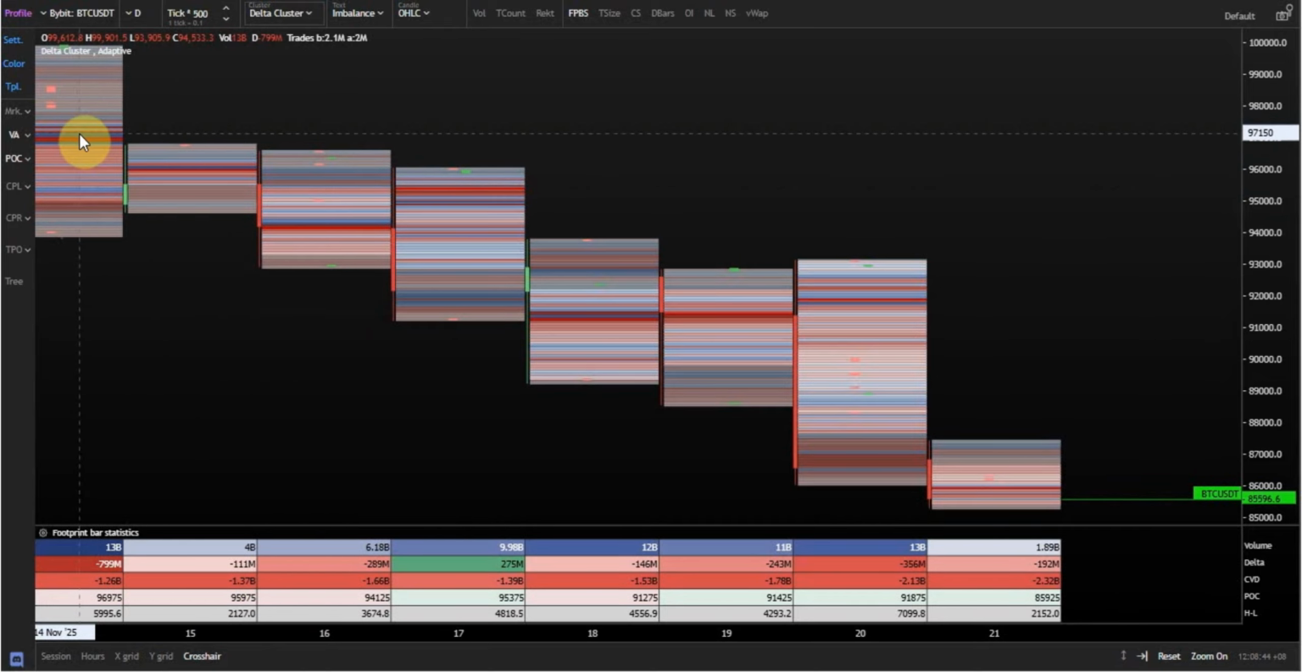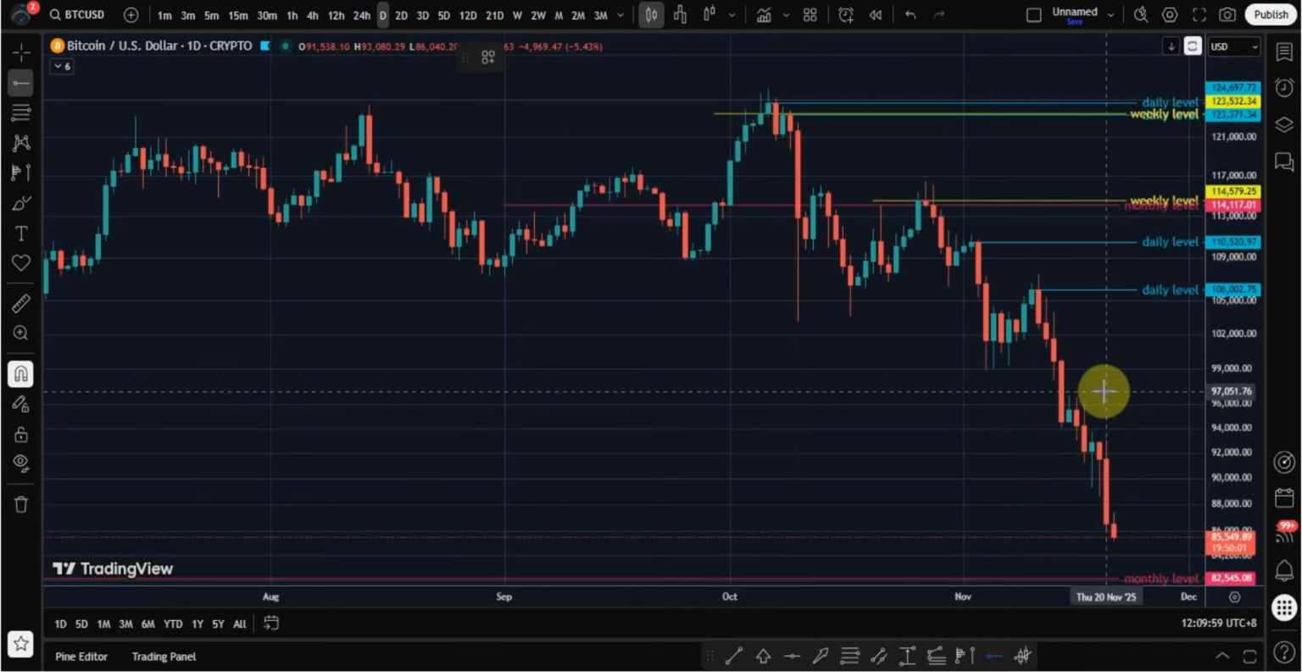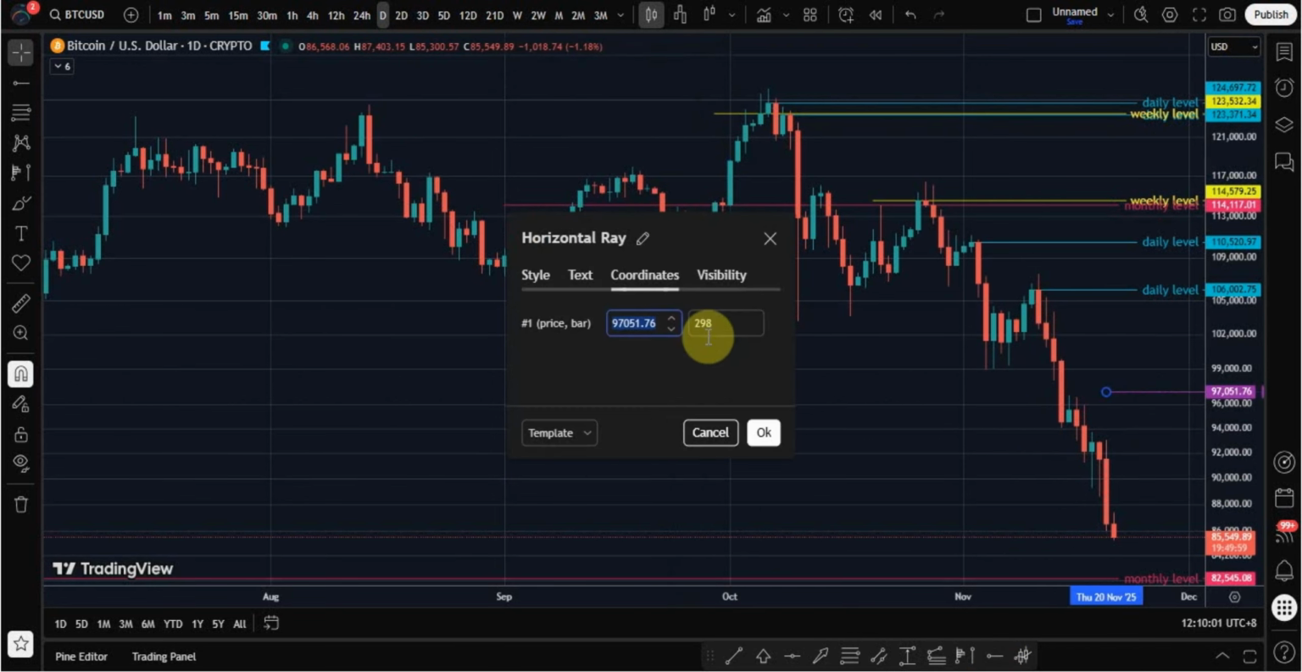Now to put the naked POC levels on the chart. You should set up templates on TradingView so it is easier to mark your levels.